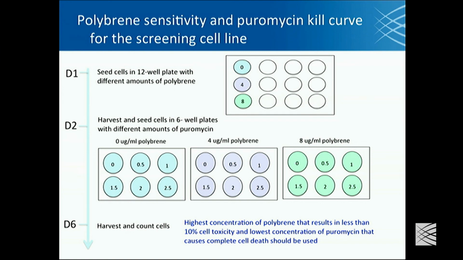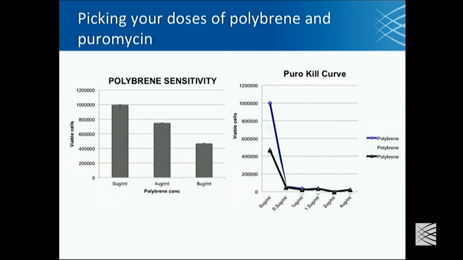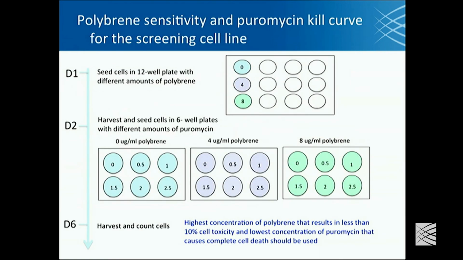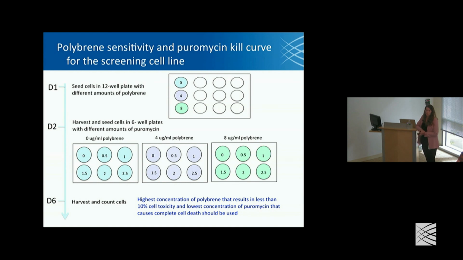Day 1, you're going to seed cells into a 12-well plate with different amounts of polybrene. Day 2, you'll harvest those cells and seed them in different plates with increasing amounts of puromycin or whatever selection antibiotic you choose to use. Day 6, you're going to harvest and count your cells. And as a general rule, you'll want to use the highest concentration of polybrene that results in less than 10% cell toxicity, and the lowest concentration of puromycin that causes complete cell death.